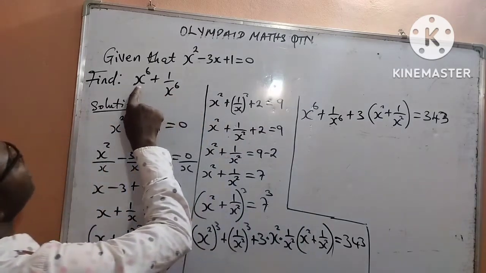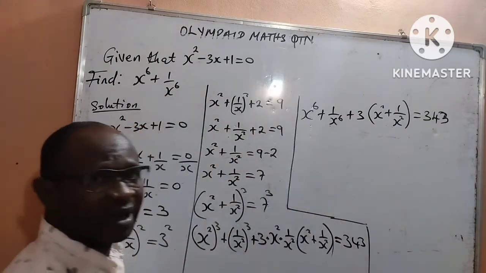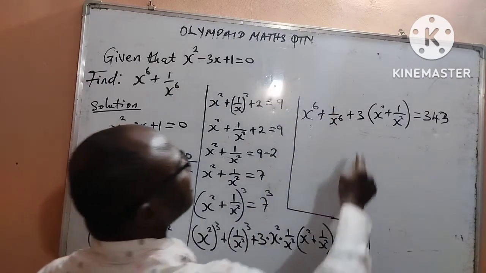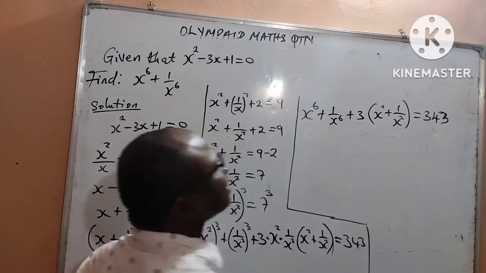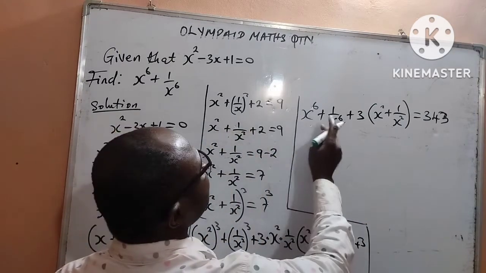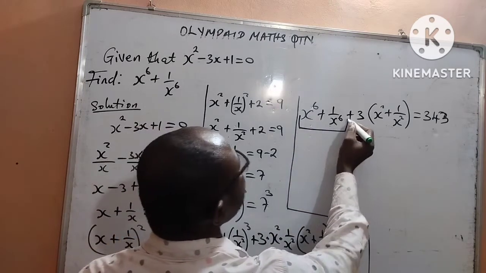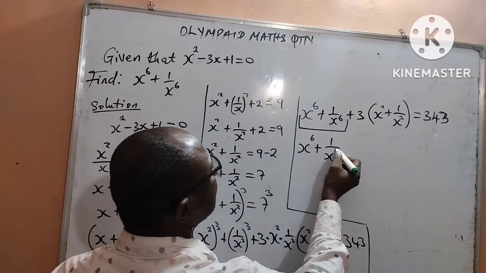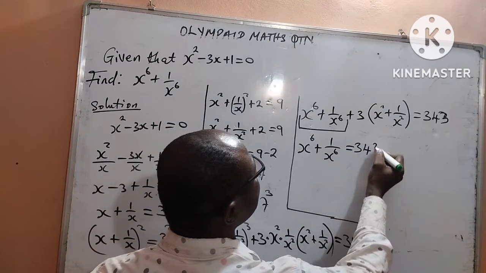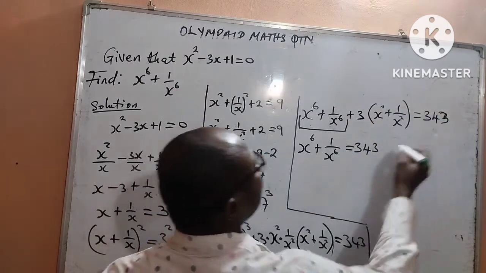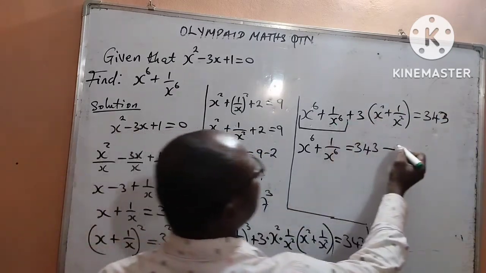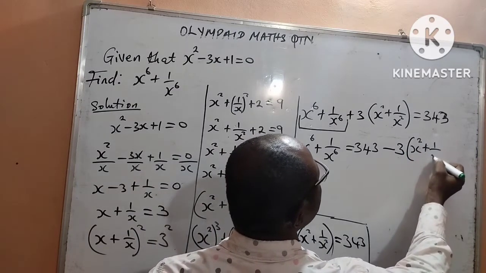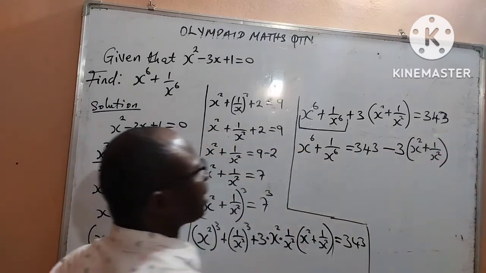Now, I can see what I am looking for already here, and that is x to the power 6 plus 1 all over x to the power 6. Meaning that if I move the whole of this to the right hand side, I won't be wrong, because I'm interested in this. Therefore, I now write x to the power 6 plus 1 all over x to the power 6 is equal to 343. Then this one going over to the right hand side, because it is plus here, will become 3 into x to the power 2 plus 1 all over x to the power 2, all in bracket.